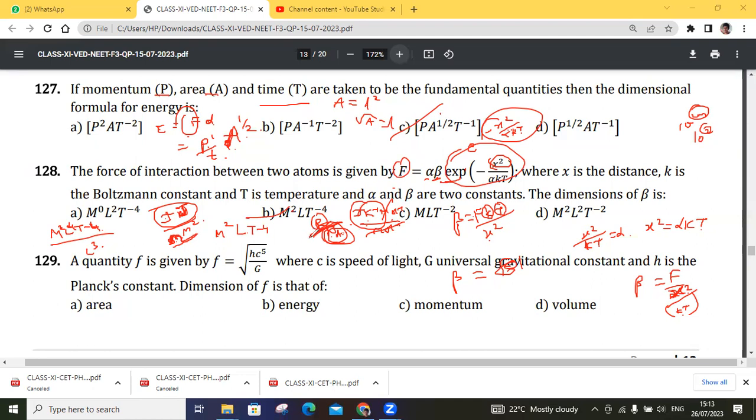28 is D. Then a quantity F is given by F is equal to this much, right? The dimensions of F is that of... Again the same. You can put the dimensions of everybody, H, C, and G. I have told in previous questions what the units and dimensions are. So if you put the dimensions and solve, you get energy.